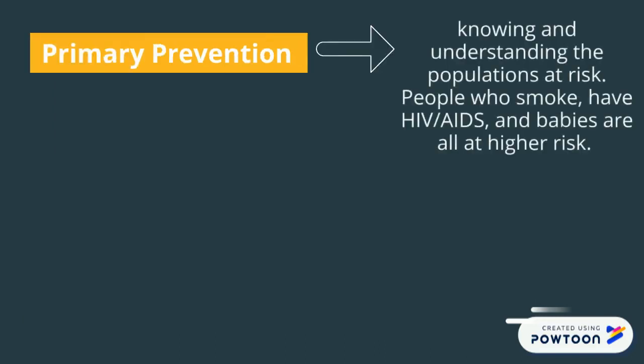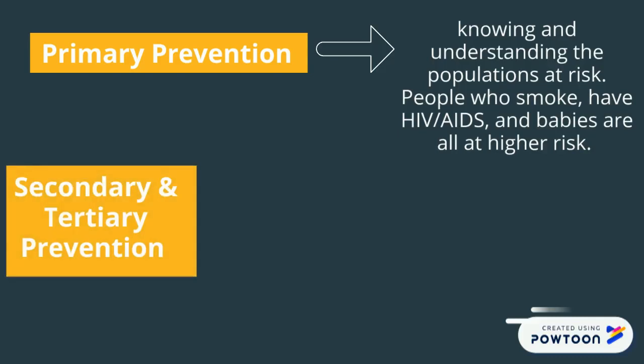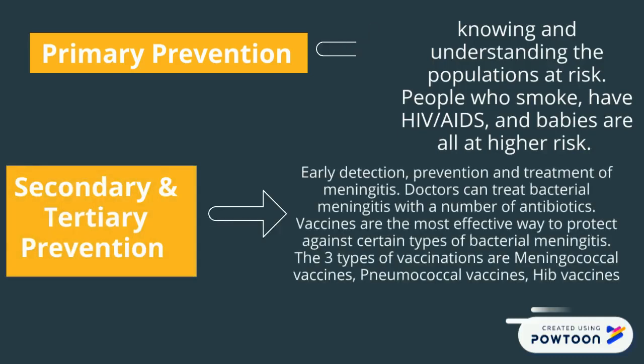Primary prevention includes knowing and understanding the population at risk. People who smoke, have HIV or AIDS, and babies are all at higher risk. Secondary and tertiary preventions include early detection, prevention, and treatment of meningitis. Doctors can treat bacterial meningitis with a number of antibiotics. Vaccines are the most effective way to protect yourself against certain types of meningitis.